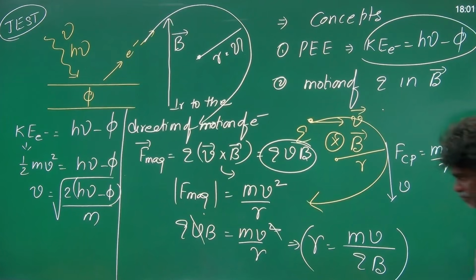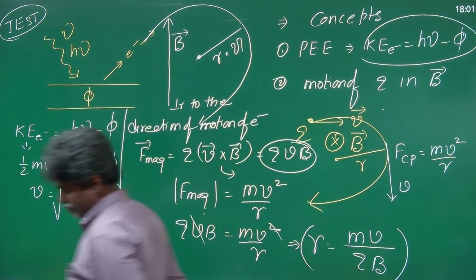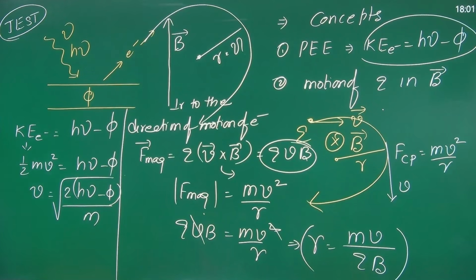Frequency nu is incident on a metal surface having work function phi. Electrons are ejected and a magnetic field is applied perpendicular to the direction of velocity. Then find the radius of the path followed by the electron. Find the radius of the trajectory if it makes a circular path.